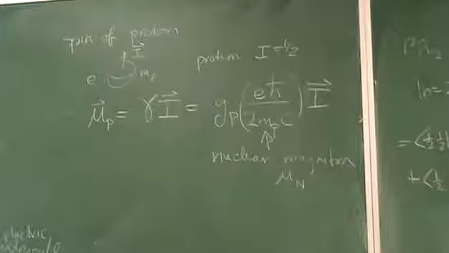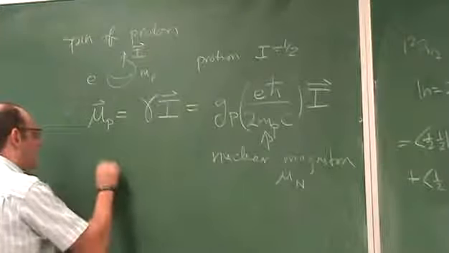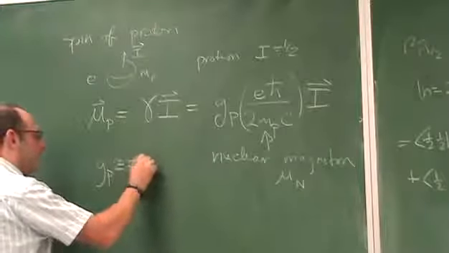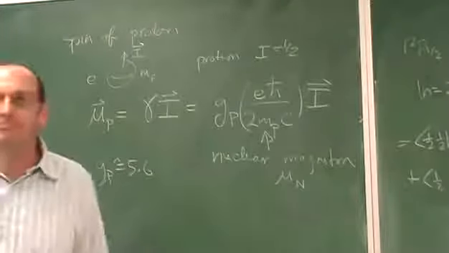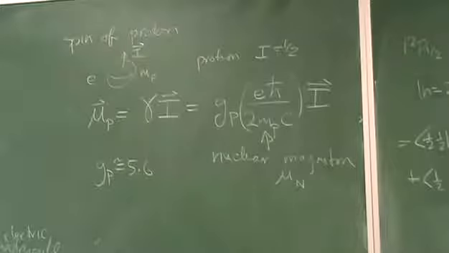Okay. So what is the g factor of the proton? The g factor of the proton is about 5.6. Where that comes from, still a mystery, exactly.